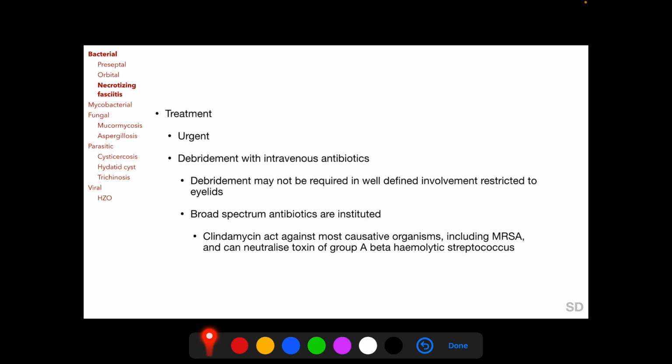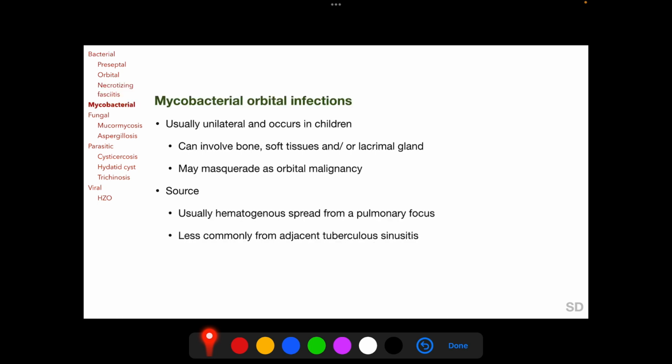Treatment of necrotizing fasciitis should be urgent, and debridement with intravenous antibiotics is indicated. However, debridement may not be required in well-defined involvement restricted to the eyelids. Broad-spectrum antibiotics are instituted, and among broad-spectrum antibiotics which can be instituted, clindamycin needs special mentioning because not only does it act against most causative organisms but it can also neutralize the toxin of group A beta hemolytic streptococcus.